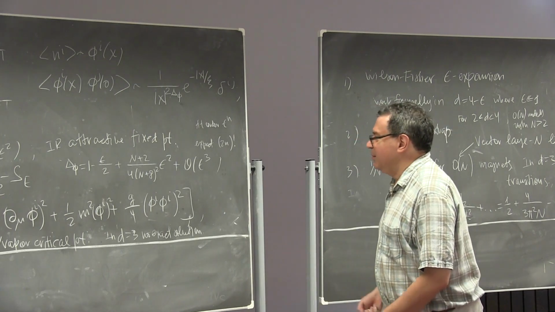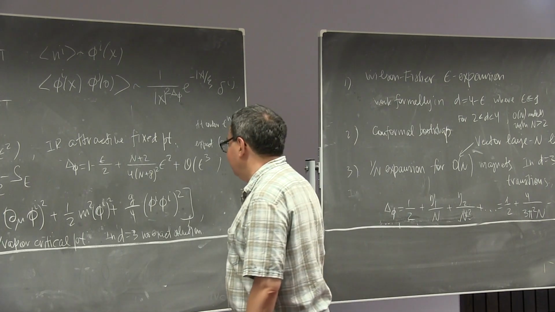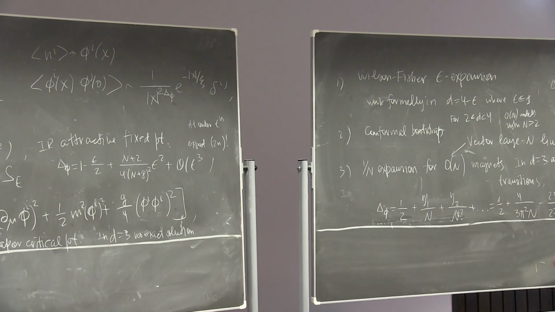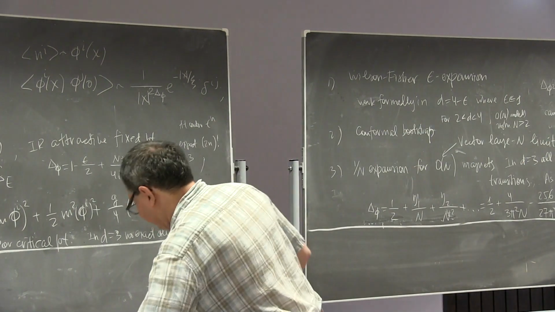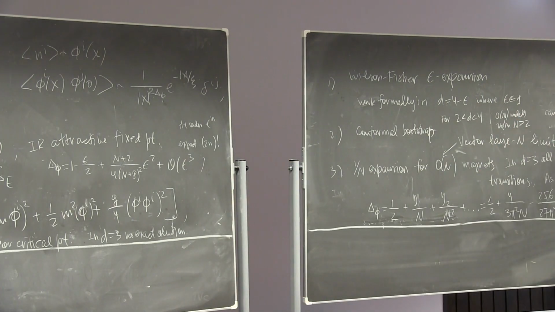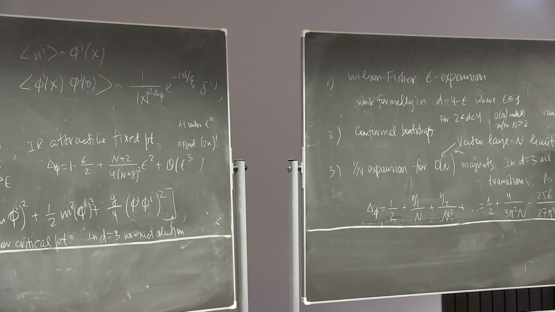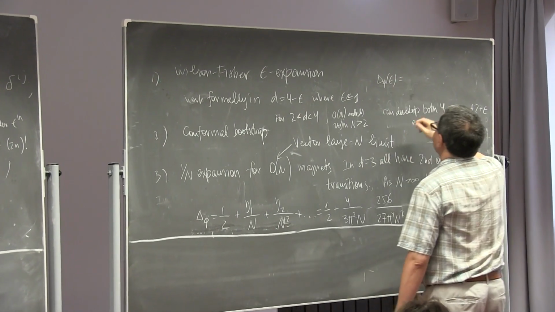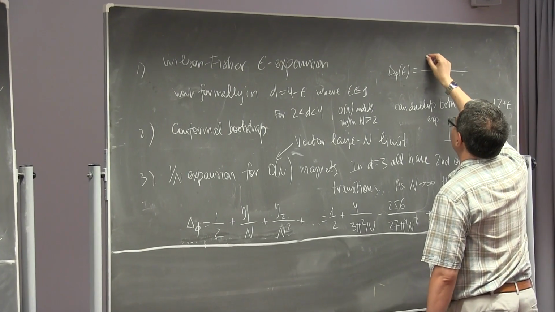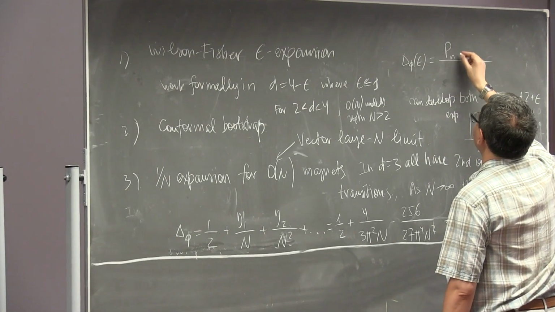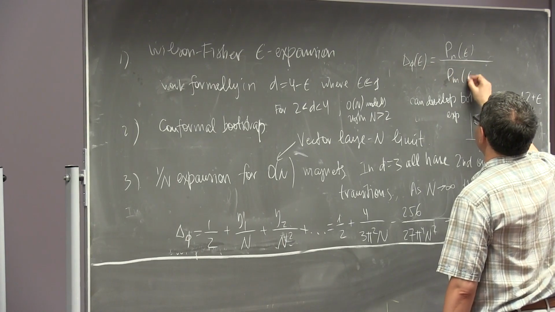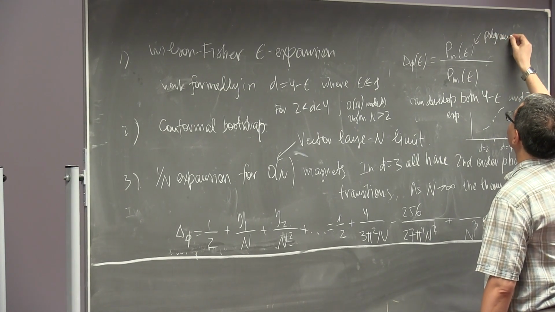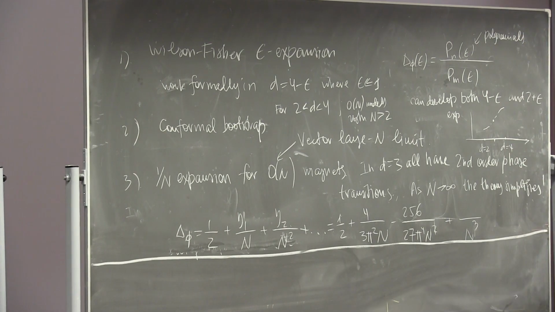Now, one way people do resummation is the so-called Padé extrapolation. The Padé technique is, you just do something very naive. You say, let me take this function, say delta phi of epsilon, and write it as a ratio of 2 polynomials, like say order P_n of epsilon and order P_m of epsilon. And these are 2 polynomials.